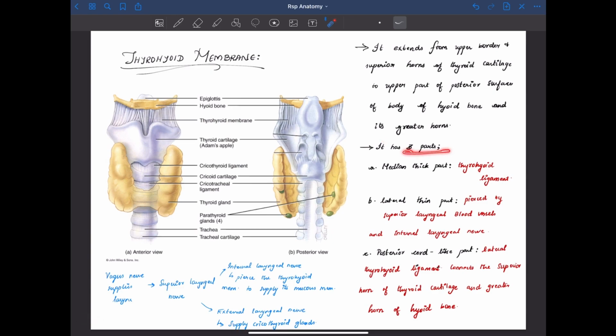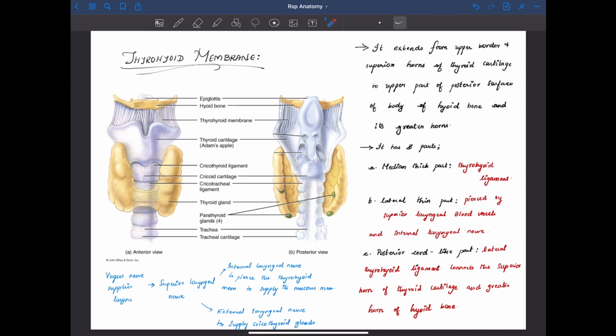Next, it has 3 parts: median thick part, lateral thin part and the posterior cord-like part. The median thick part forms the thyrohyoid ligament. Then we have the lateral thin part. This is the lateral thin part, which is pierced by superior laryngeal blood vessels and internal laryngeal nerve.